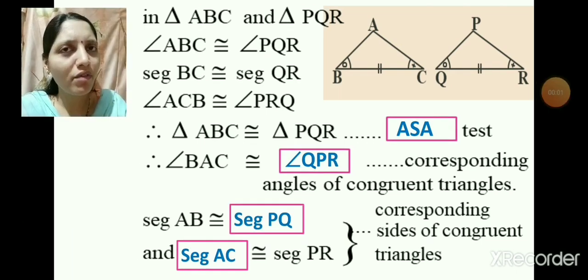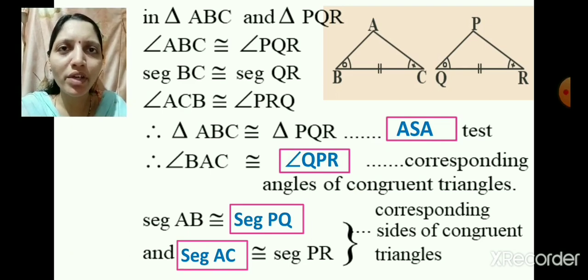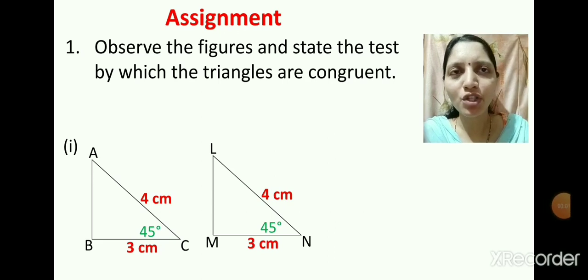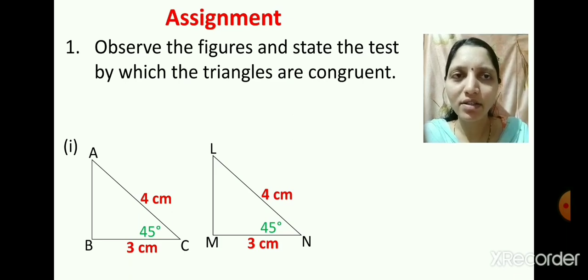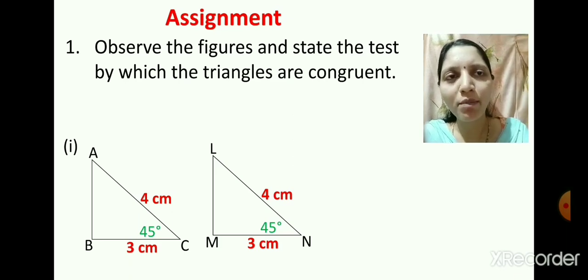With this, we will stop here today. The remaining 3 tests and the questions from practice set 3.2 we will solve in the next session. I hope you all have understood this session clearly. Now let's see the assignment question. Here I have given you two triangles, triangle ABC and triangle LMN, and the three equal parts are also shown here, and you have to state by which test these two triangles are congruent. I hope you will be able to solve this question.